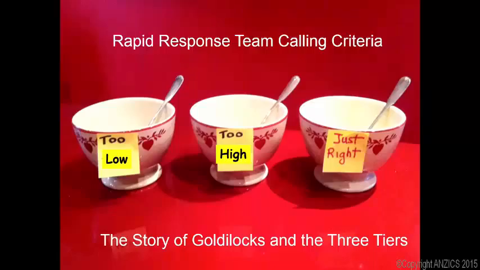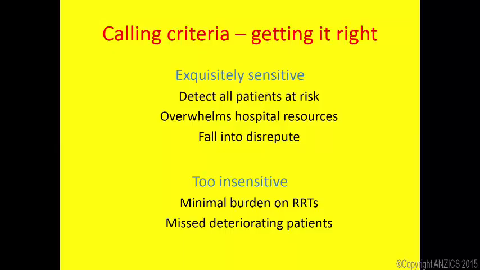Good afternoon, everybody. Okay, so I'm going to talk to you about the calling criteria for adults. And of course, we need to get it right. If calling criteria is exquisitely sensitive, then we'll certainly detect all patients, but we'll be far too busy and our ICU registrars will be curled up in a corner in a fetal position. And the system will fall into disrepute. If the calling criteria is too insensitive, then we won't have anything to do, but we'll miss all the patients that we set out to catch.